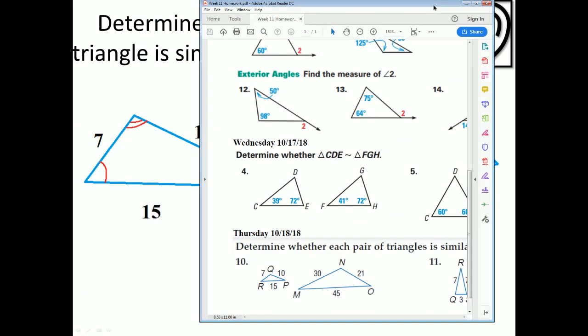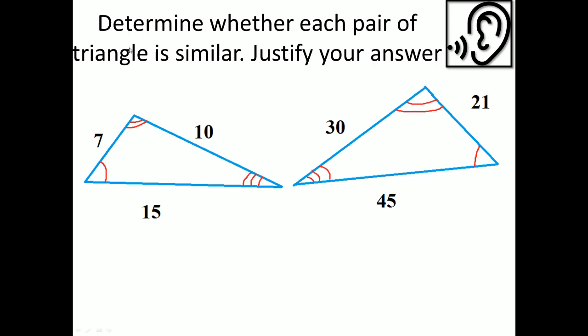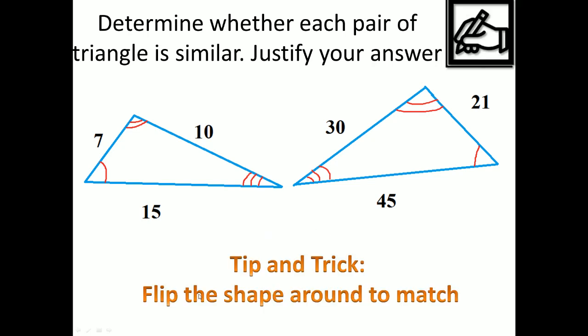This was number 10, right? There's number 10. Okay? Determine whether each pair of triangles is similar. Justify your answer. Looks a little bit off here. So the idea here is you want to make sure you flip the shape around to match. Do you see on the left hand side? It has 1, up here is 2, and this 3 is pointing to the right. So it looks like this. You just have to reflect it a little bit.